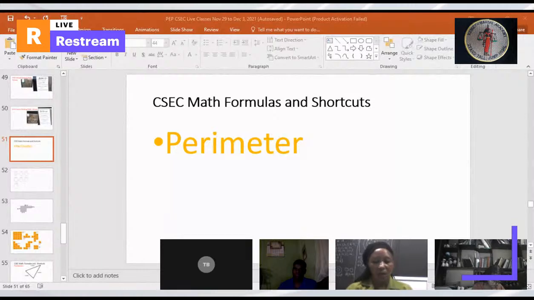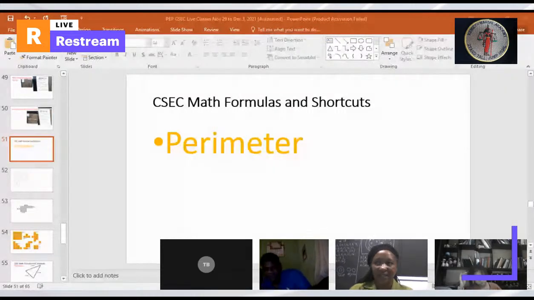Welcome, scholars, into the studio, and we're going to be looking at perimeter. It's a very straightforward, very simple concept. So when we're talking about perimeter, we're talking about the distance around the outside of a shape. Very simple, right? Very straightforward.